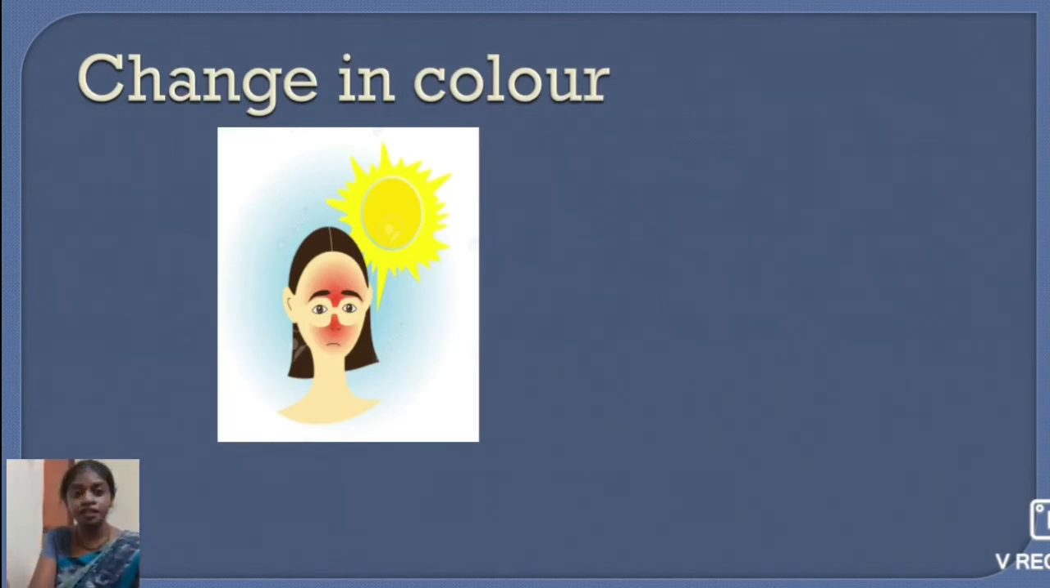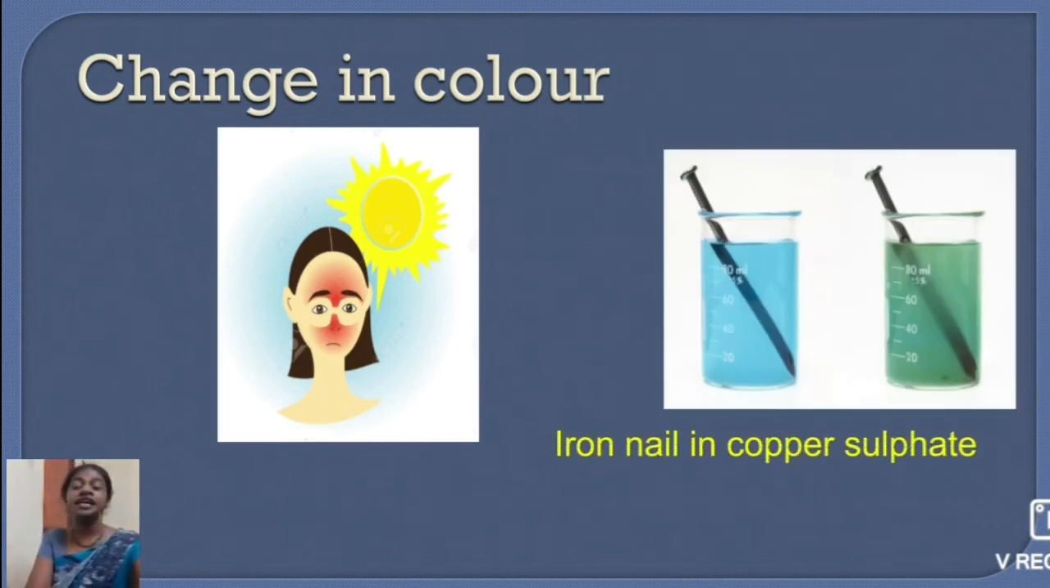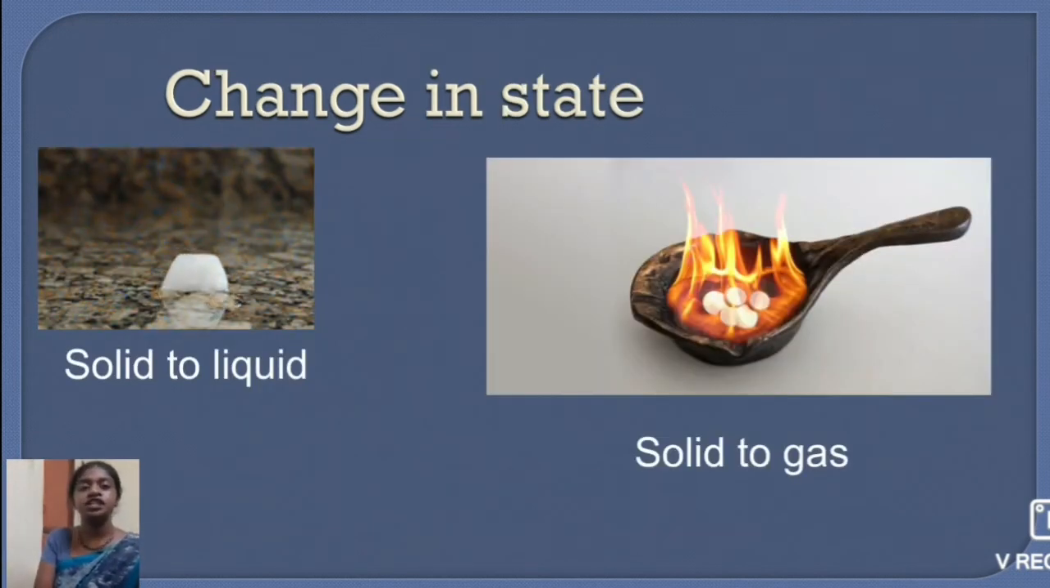And what happens when you stand under the sun for a long time? There is a change in your skin. Your skin becomes dark. Like this, chemical changes also produce a change in color. For example, when you place an iron nail in a solution of copper sulfate, the blue color of the copper sulfate slowly changes into green. This is due to the chemical reaction between the iron and the copper sulfate solution. So there is a change in color.